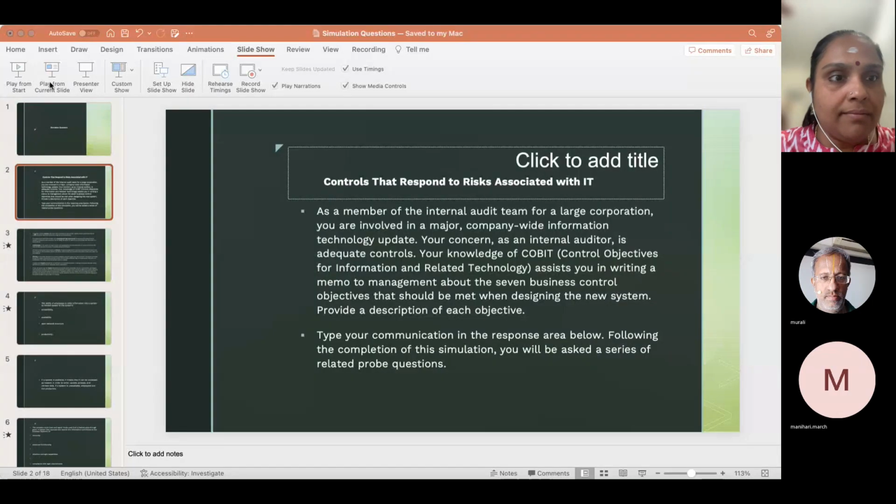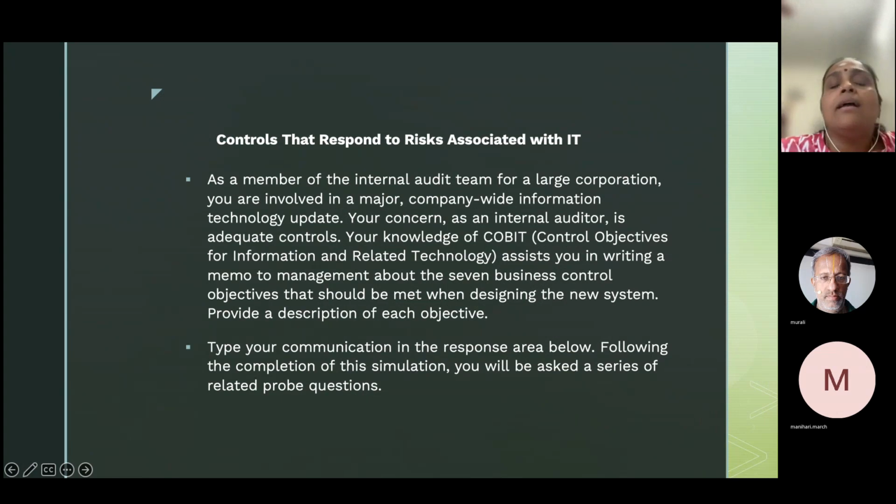Can you see that now? Yes, ma'am. The controls. Okay. Controls that respond to risk associated with IT.